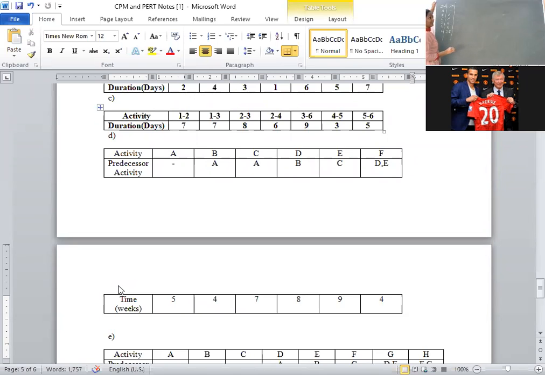Time duration is given in weeks. Time duration is given in terms of weeks. Try it out.